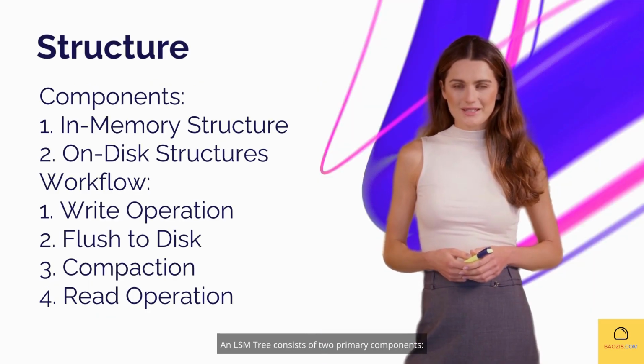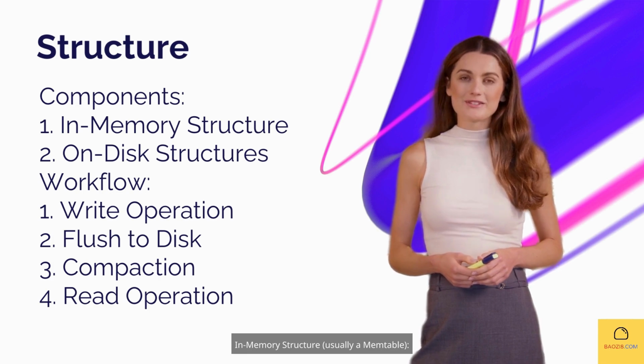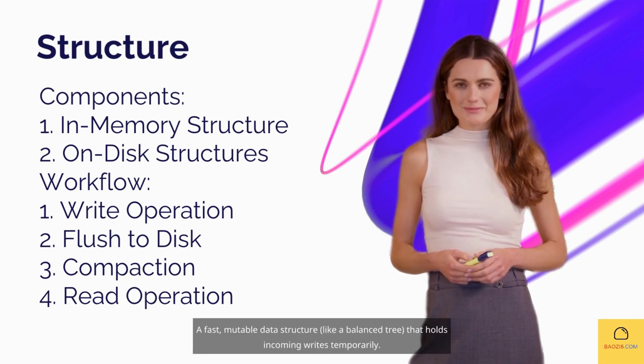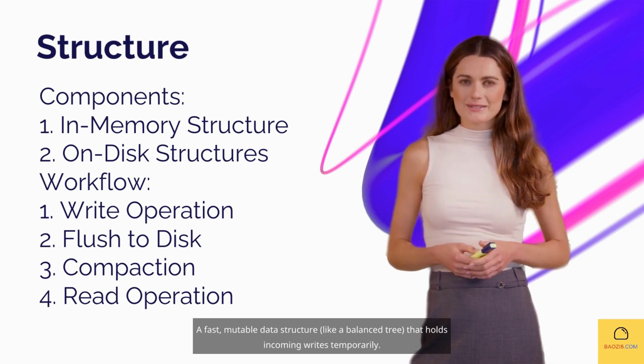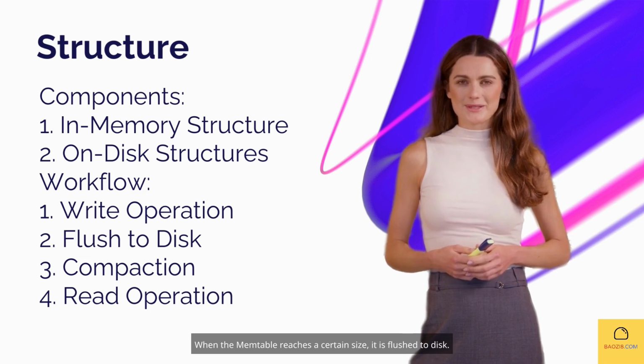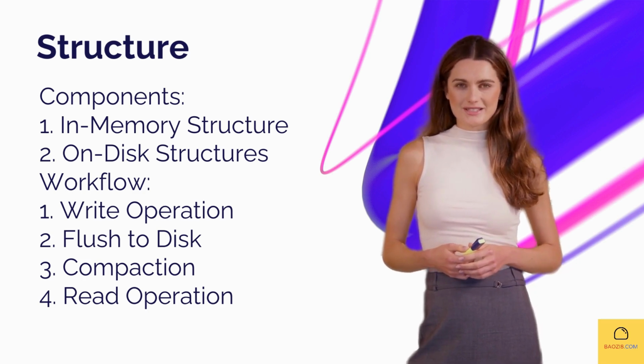An LSM tree consists of two primary components. 1. In-memory structure, usually a memtable. A fast, mutable data structure, like a balanced tree, that holds incoming writes temporarily. When the memtable reaches a certain size, it is flushed to disk.